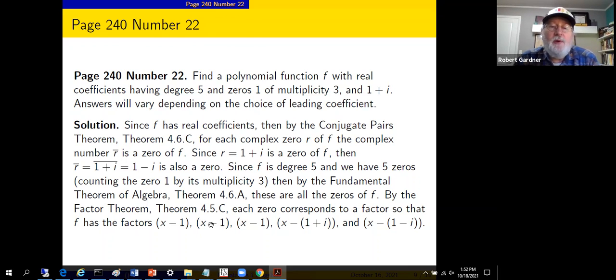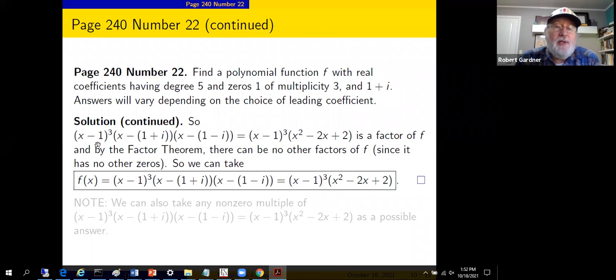We know by the factor theorem that for the zero of 1, we have associated with that a factor of x minus 1, 3 times. For the zero of 1 plus i that they gave us, we have the factor x minus 1 plus i. From the zero 1 minus i that we figured out, based on the conjugate pairs theorem, we have the factor x minus 1 minus i. So here's 5 factors, and these are the only linear factors of this polynomial function. We'll multiply them all together, we'll get a 5th degree polynomial.